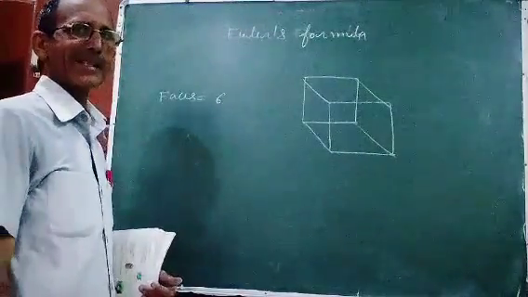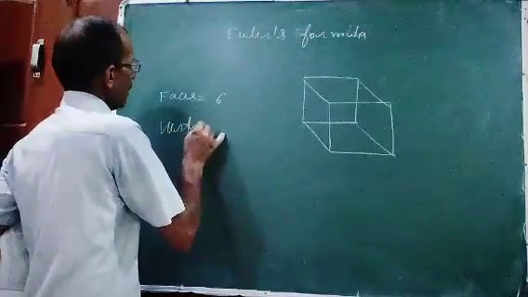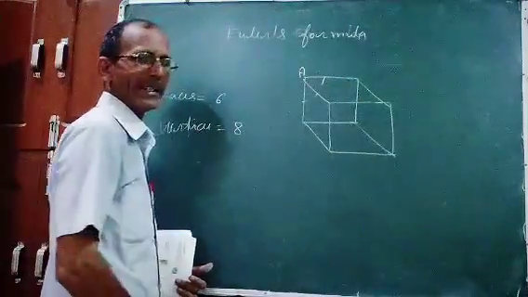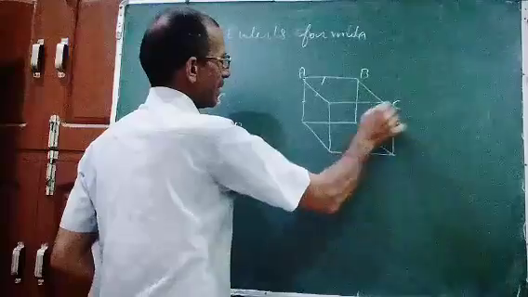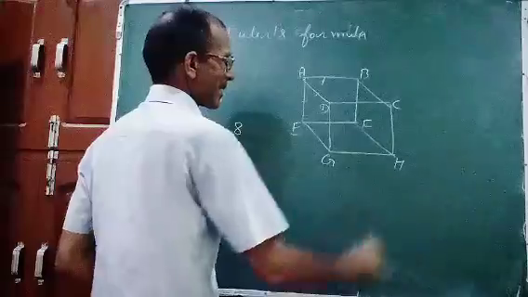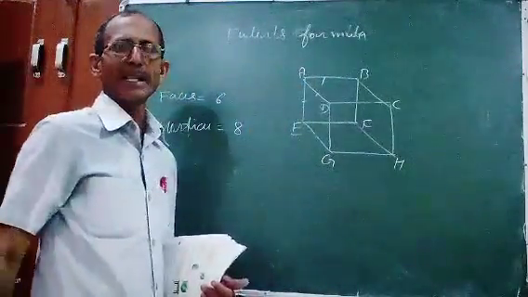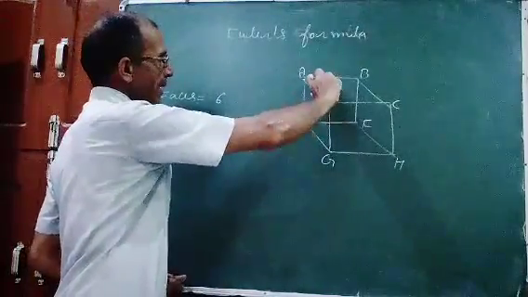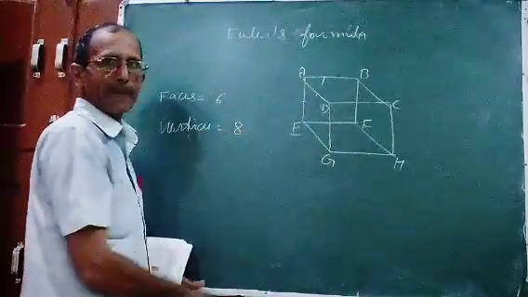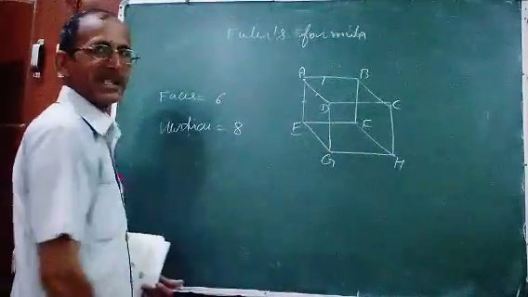How many faces are there? 6. And how many vertices are there? 8. Where 3 edges are joining, that is called a vertex. Similarly, this will be B, this will be C, this will be D, E, F, G, H. So these are the vertices. AB, AD and AE all are joining at A, so this is a vertex. So how many vertices are there in the cube? There are 8.